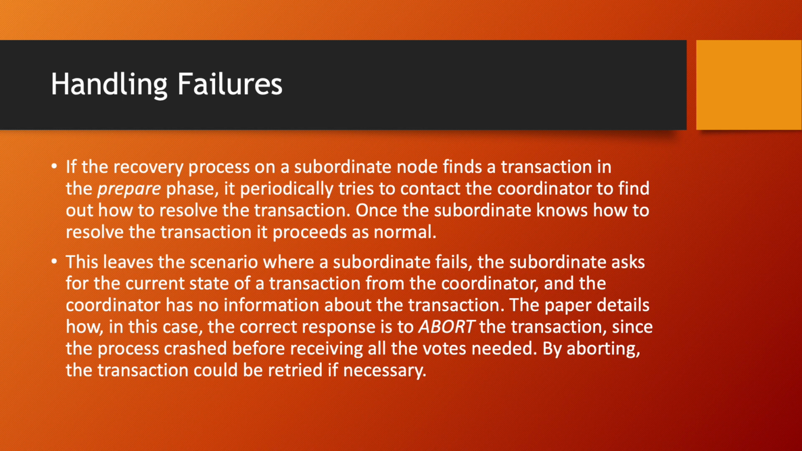Once the subordinate knows how to resolve the transaction, it proceeds as normal. This leaves the scenario when a subordinate fails. The subordinate asks the current state of the transaction from the coordinator. The coordinator has no information about the transaction. The paper details how, in this case, the correct response is to abort the transaction since the process crashed before receiving all the votes needed. By aborting the transaction, it could be retried if necessary.